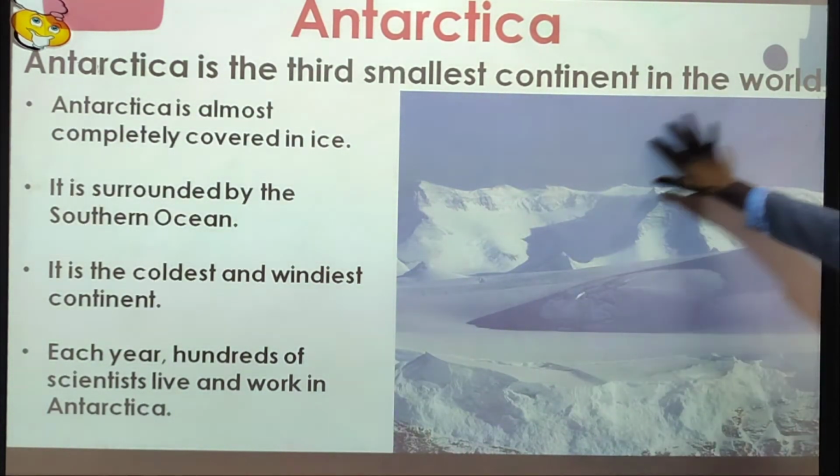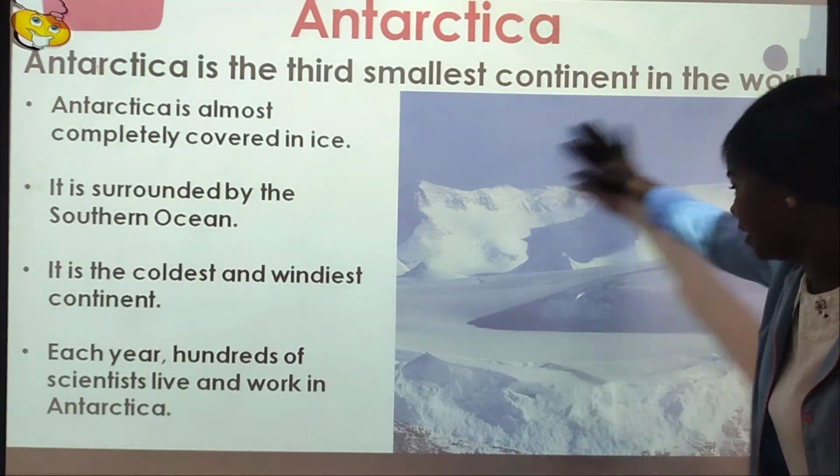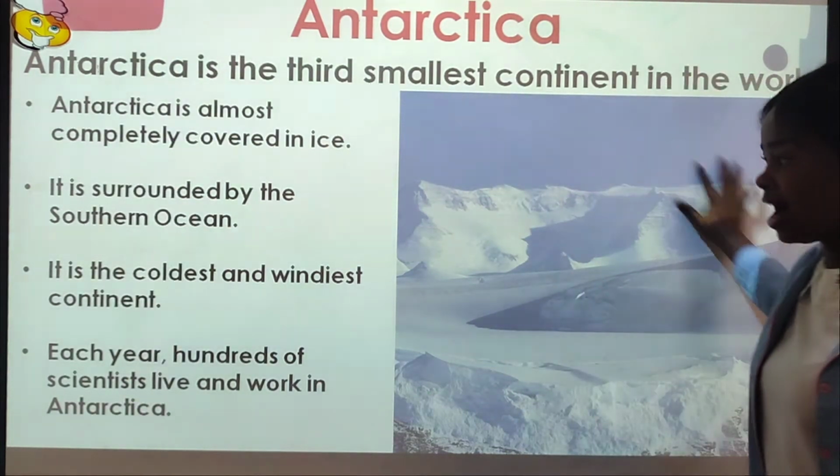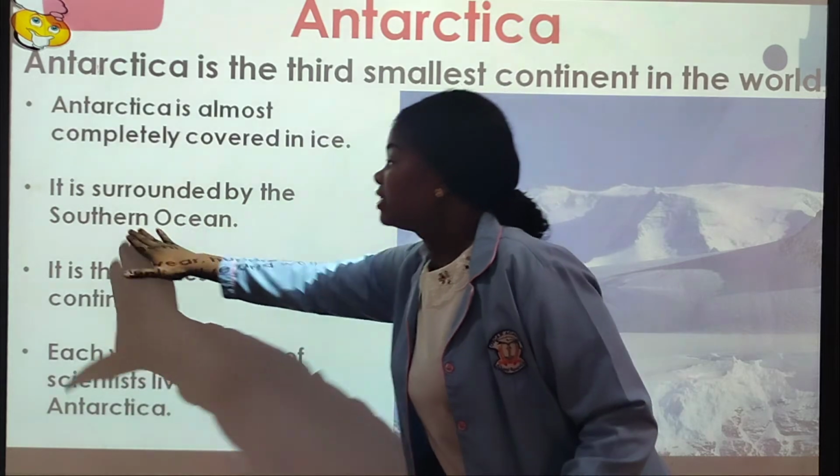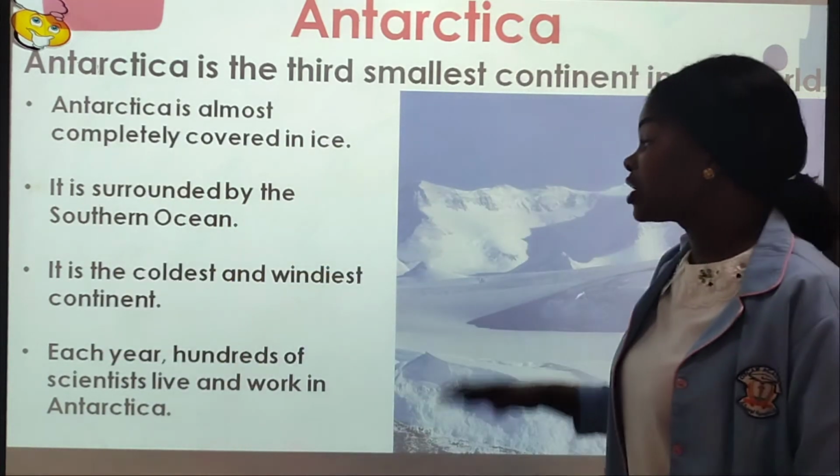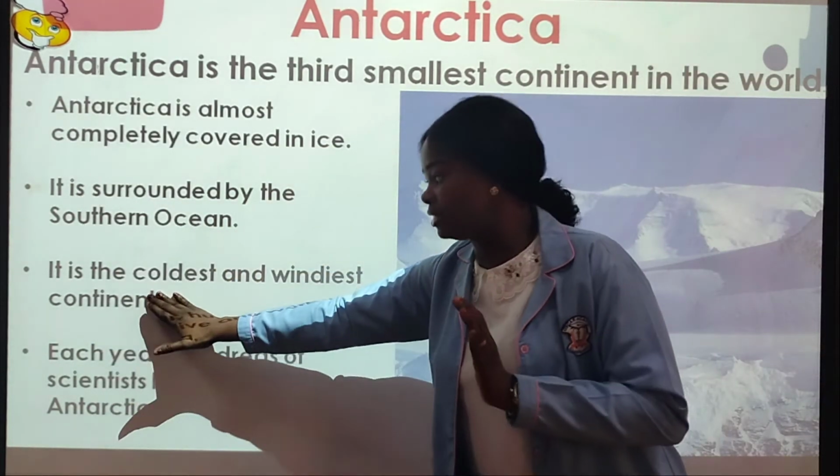I want you all to look at this. So this is Antarctica. It is covered in ice. It is surrounded by the Southern Ocean. It is the coldest and the windiest continent, okay?